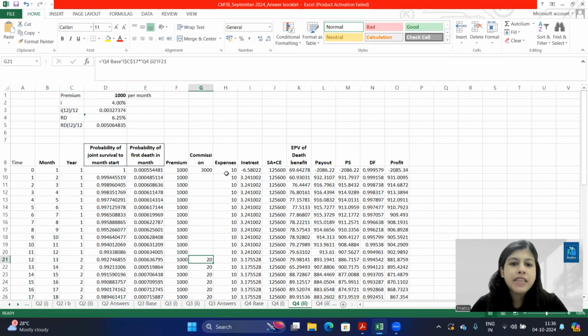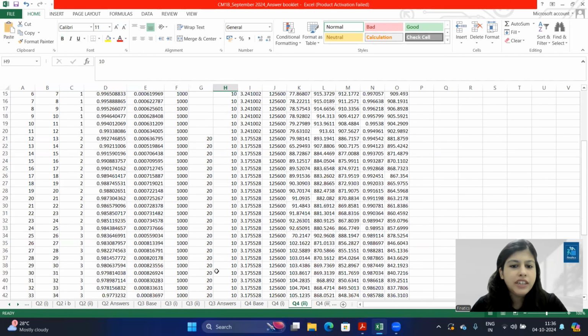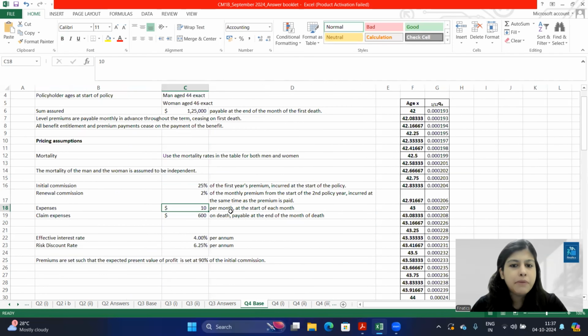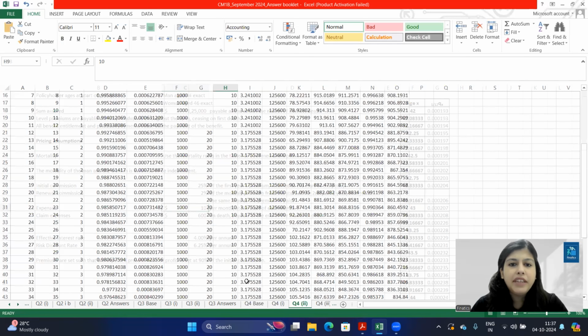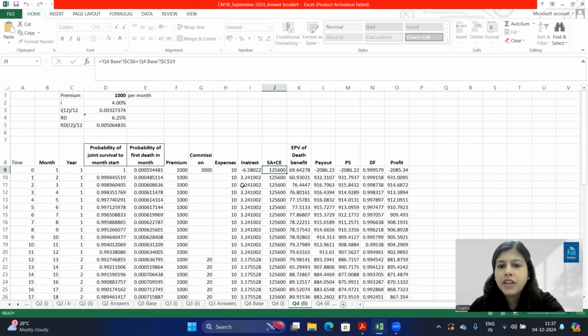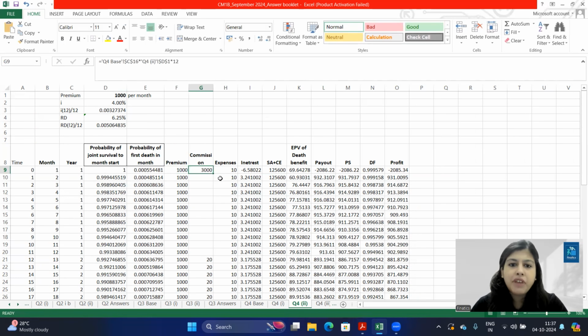Expenses are the same for each year, 10. Expenses are not changing, so expenses remain 10 per month at the start of each month. And claim expenses I have added to the sum assured. Sum assured plus claim expenses is this, 125,600.